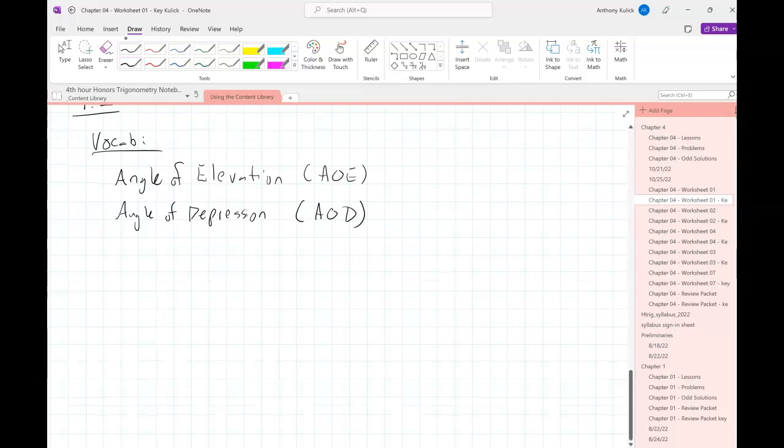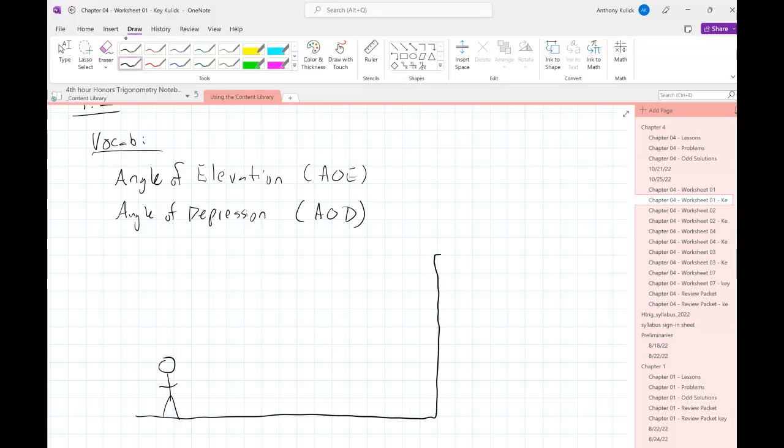Let's talk about these two terms here, angle of elevation, angle of depression. This is something you would have talked about in your geometry course, but Mr. Kulik remembers that geometry was a long time ago. I'm just going to describe this with a picture. So let's say we had one person here down on the ground, and then another person here that's up on the top of a building. Okay?